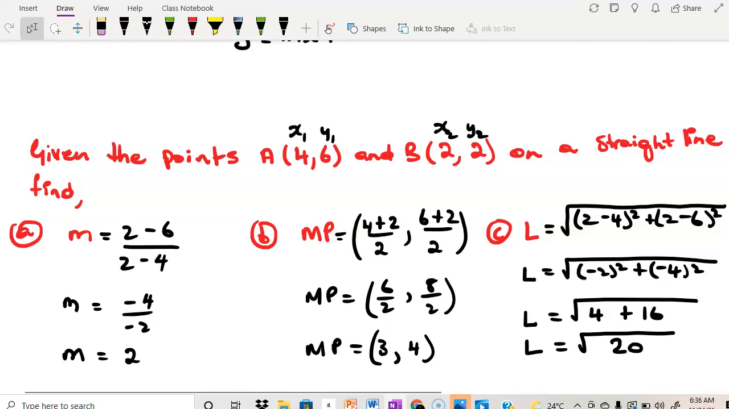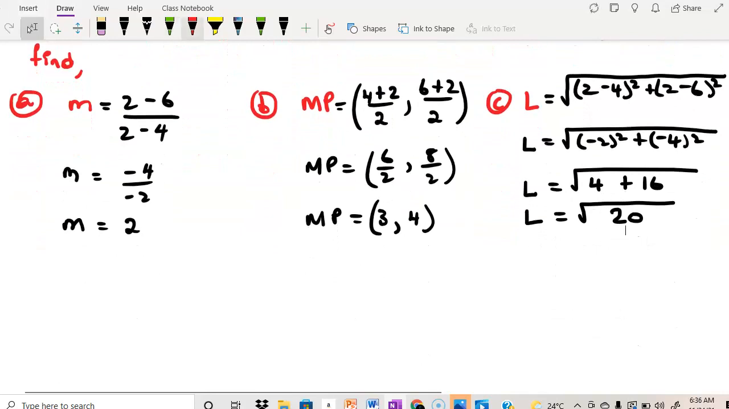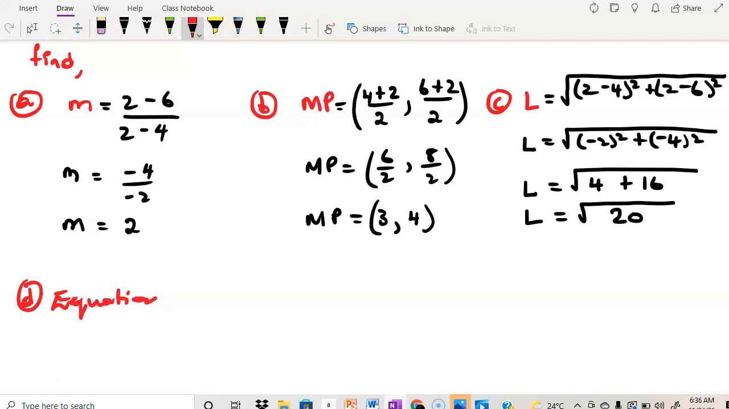All right, so far we have our length, our midpoint, and we have our gradient or slope of the line, guys. Let's get straight into our equation of the straight line. All right, and that is going to be our D, the equation of the straight line. So that is D, guys.